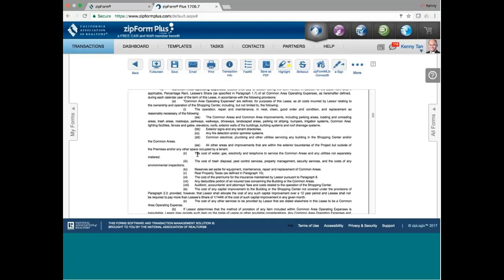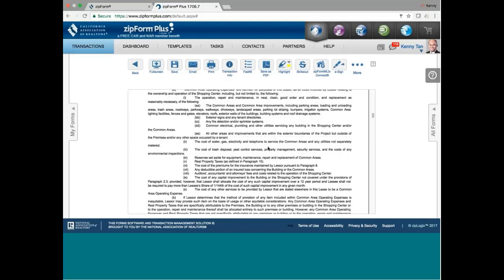The second one is the cost of water, gas, electricity, and telephone to service the common area. That also occurs in previous types of leases. Cost of trash disposal, pest control, property management, security service.